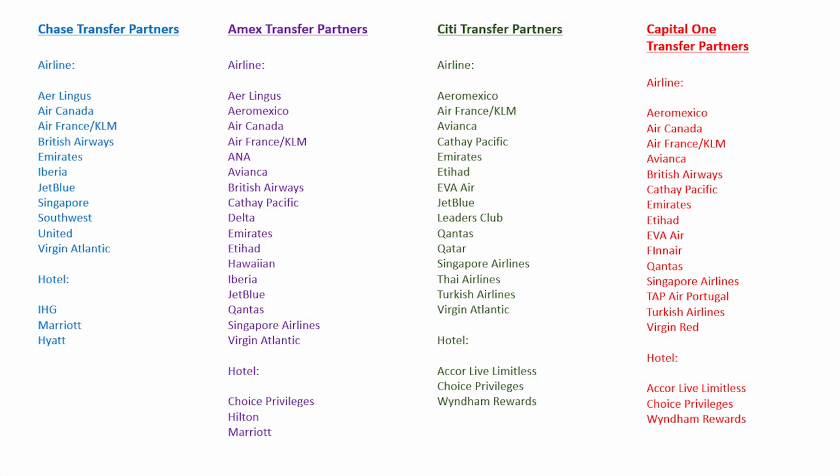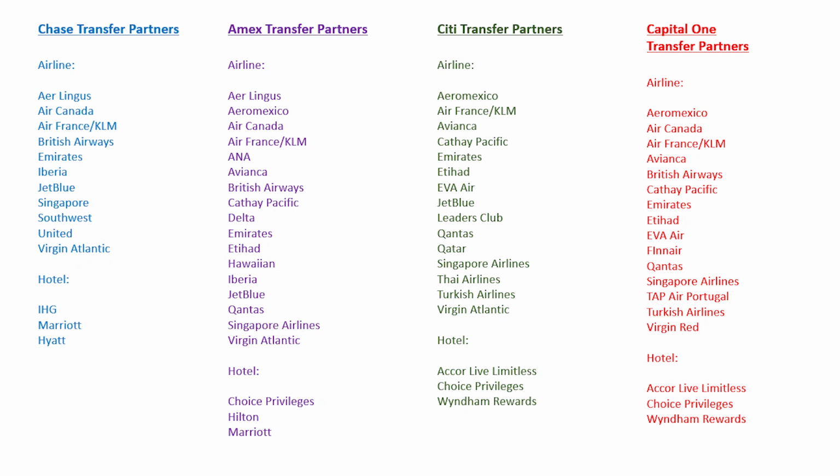Before you can transfer your points out to a transfer partner, you have to understand who the transfer partners are. Now, the four major players in the transferable currency game are Chase, American Express, Capital One, and Citi, and they all have different transfer partners. So right now I'm going to show you exactly what transfer partners each of them has. As you take a look, you'll notice that certain programs like Air France and KLM, Emirates, and Virgin Atlantic are transfer partners with all four of them.